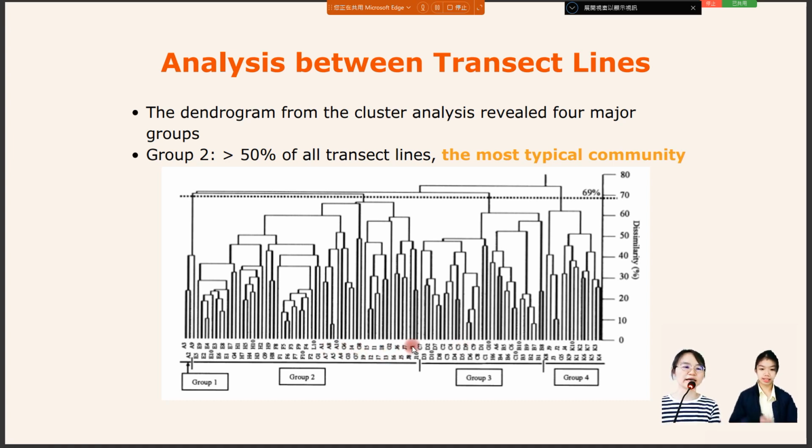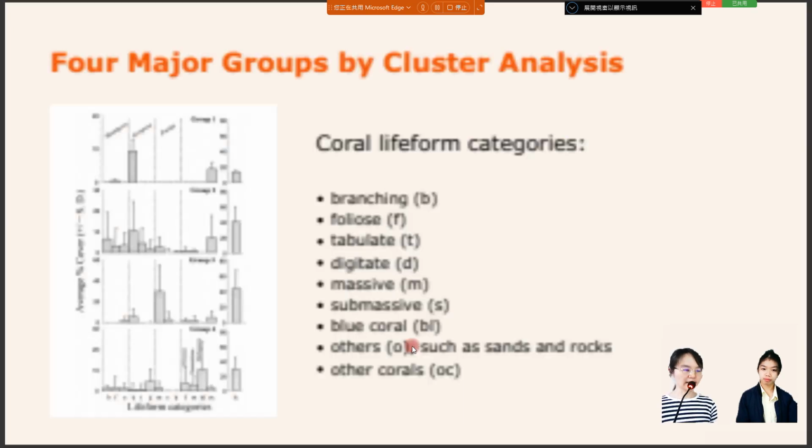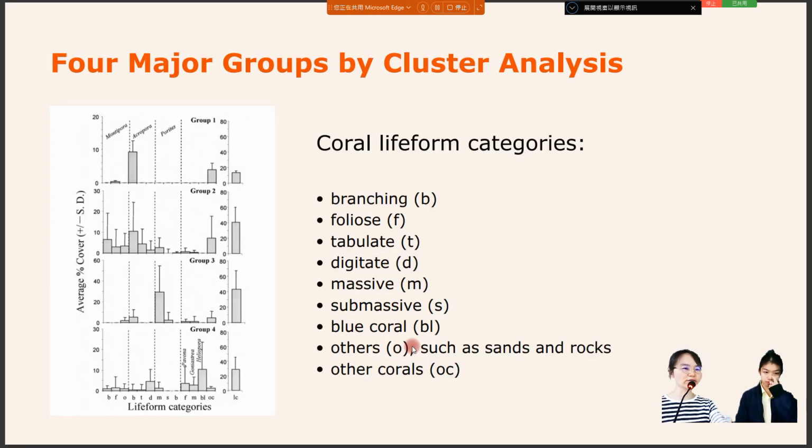Because you have two cluster analysis results, you have to say clearly what these are, and later you start to say, apparently, I don't know if these are the major groups after analysis, but groups of what? Is it groups of corals or groups of sites? Which one? This one? Yes, this one is groups of transects, transect lines. Then you have to say that clearly, okay? Because I was thinking, what are the groups? Groups of what?